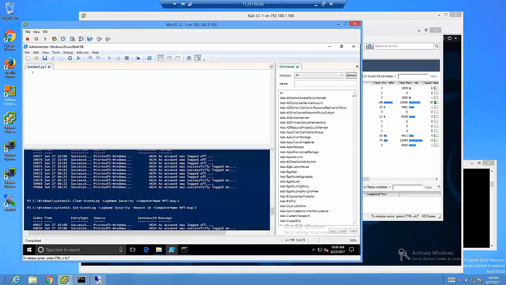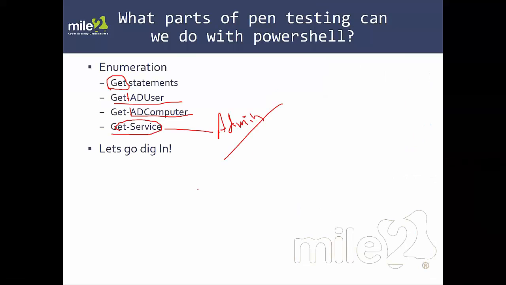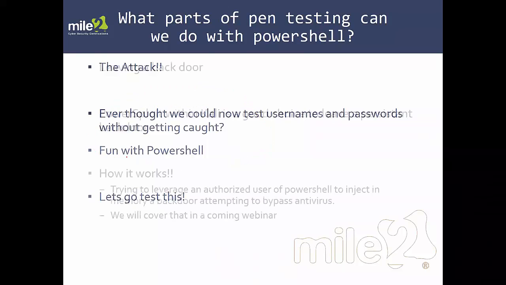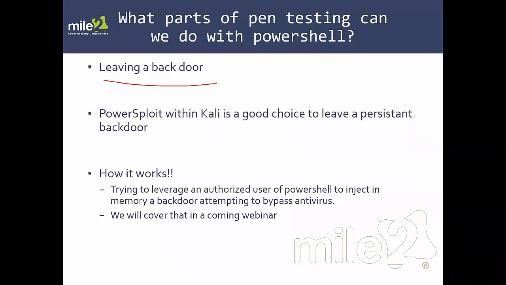Now, I don't have time to show you everything here, but I do want to walk through setting up a persistent backdoor. So enumeration, not a problem. We're doing all kinds of fun, getting usernames and passwords without getting caught. Now, leaving a backdoor, built into Kali is a little known set of tools called PowerSploit. And what PowerSploit allows us to do, now we do have to have access to a system.